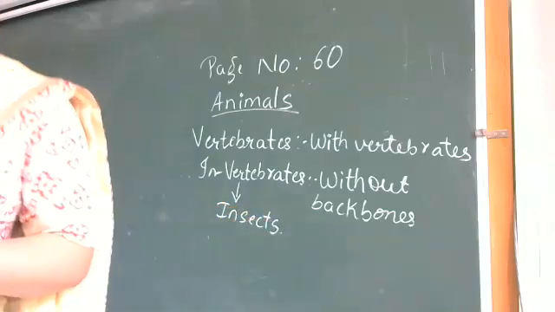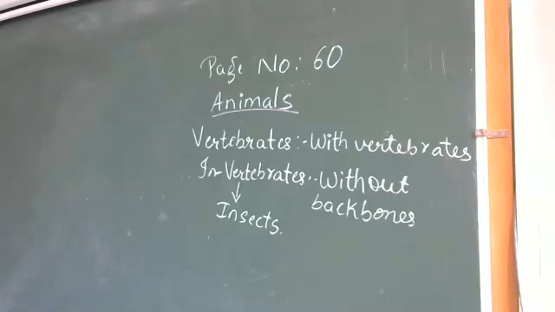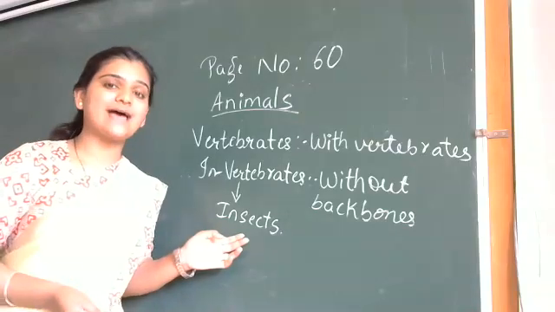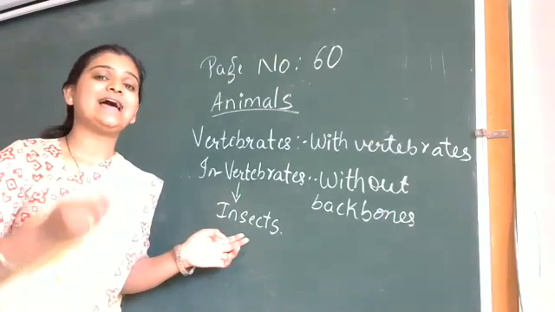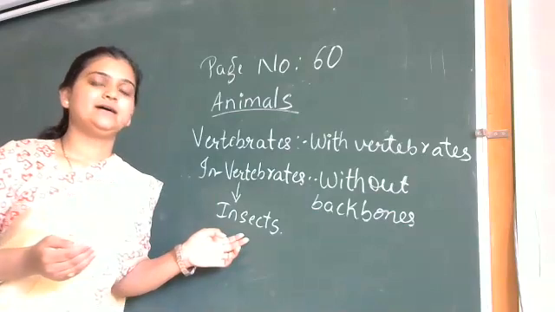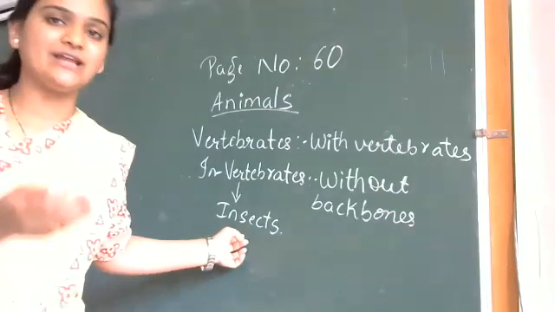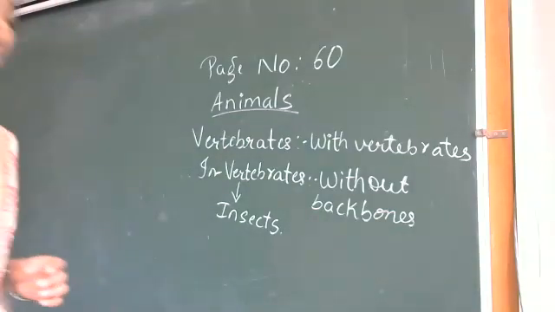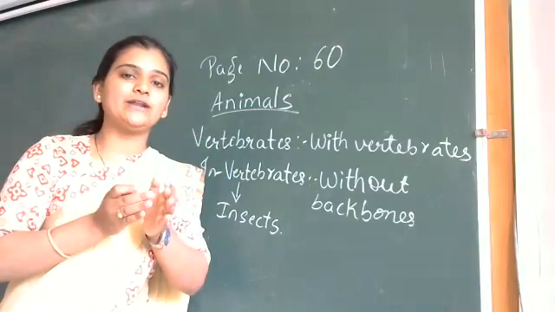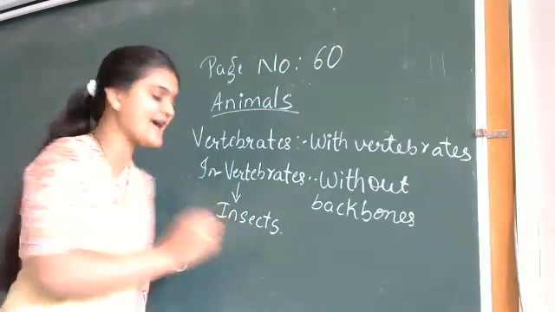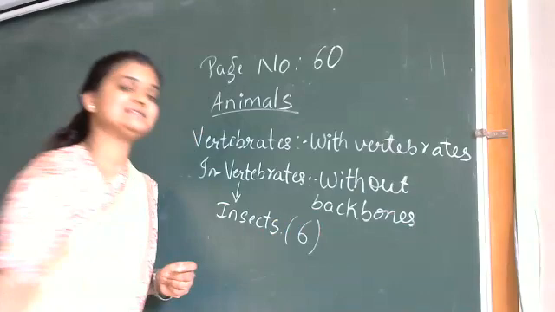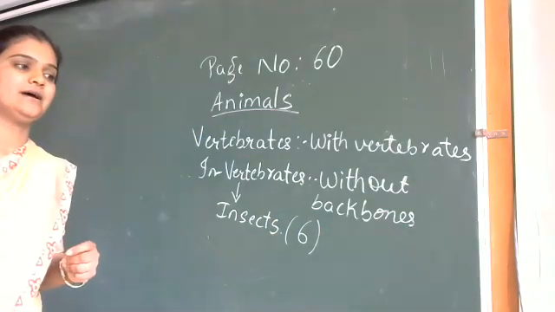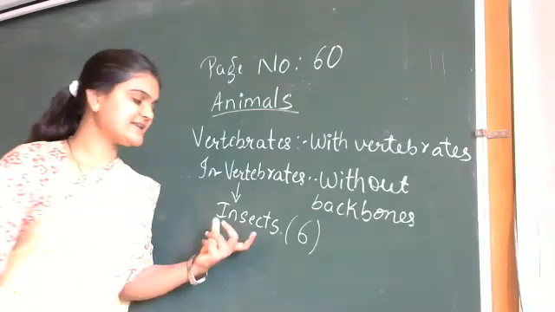Okay. So, what all did we study regarding insects? Insects do not have a backbone. Yes, they have a hard covering on their body that will protect and support their body. Okay, and how many legs do insects have? Insects have 6 legs. Yes or no? Yes, insects have 6 legs.